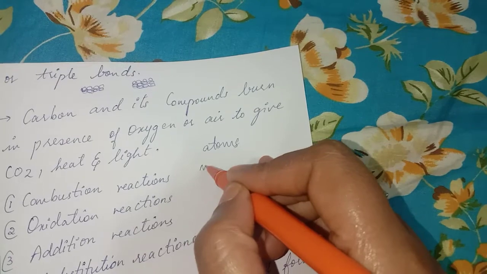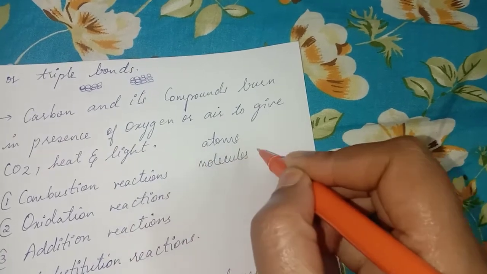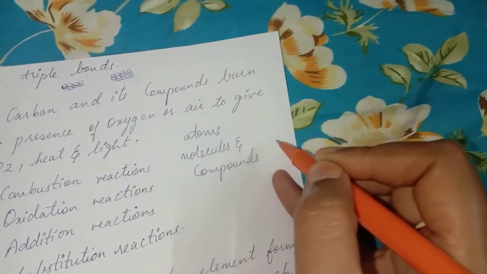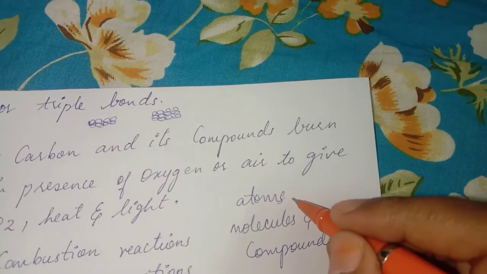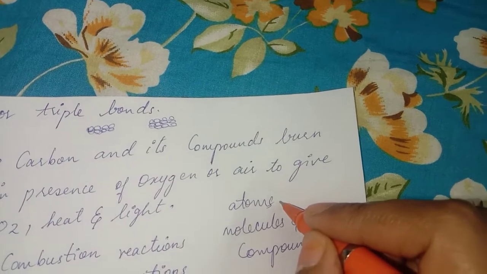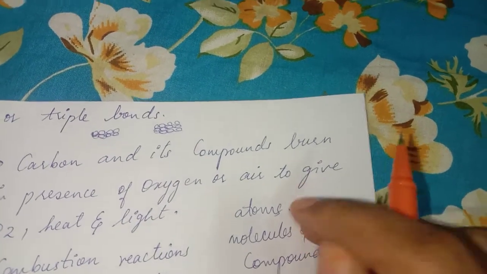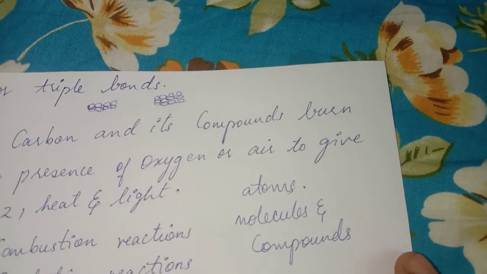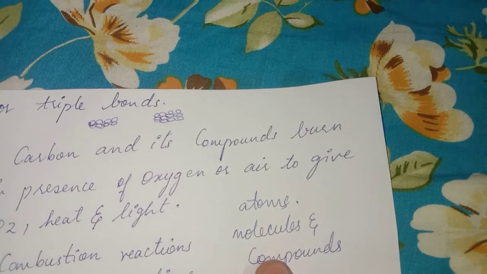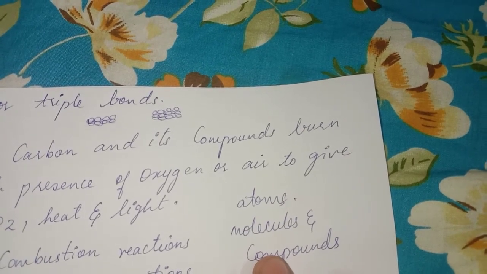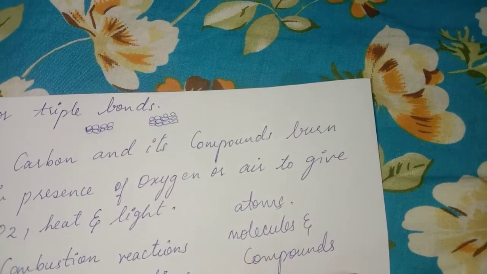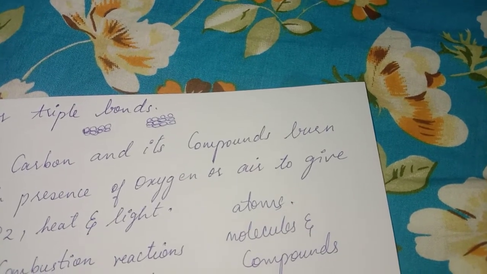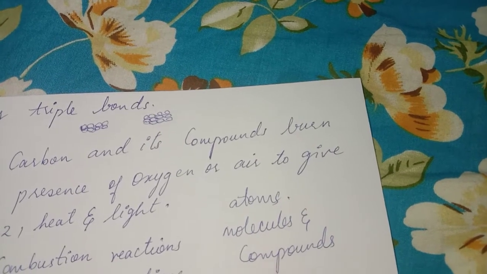Moreover, atoms, molecules and compounds. We know that atoms are very tiny particles that we cannot see with the naked eye. They are so tiny that we cannot see them, and simply we can say they are indivisible. Molecules are a group of atoms together. And compounds are substances whose composition can be broken down into elements by chemical or electrochemical reactions.